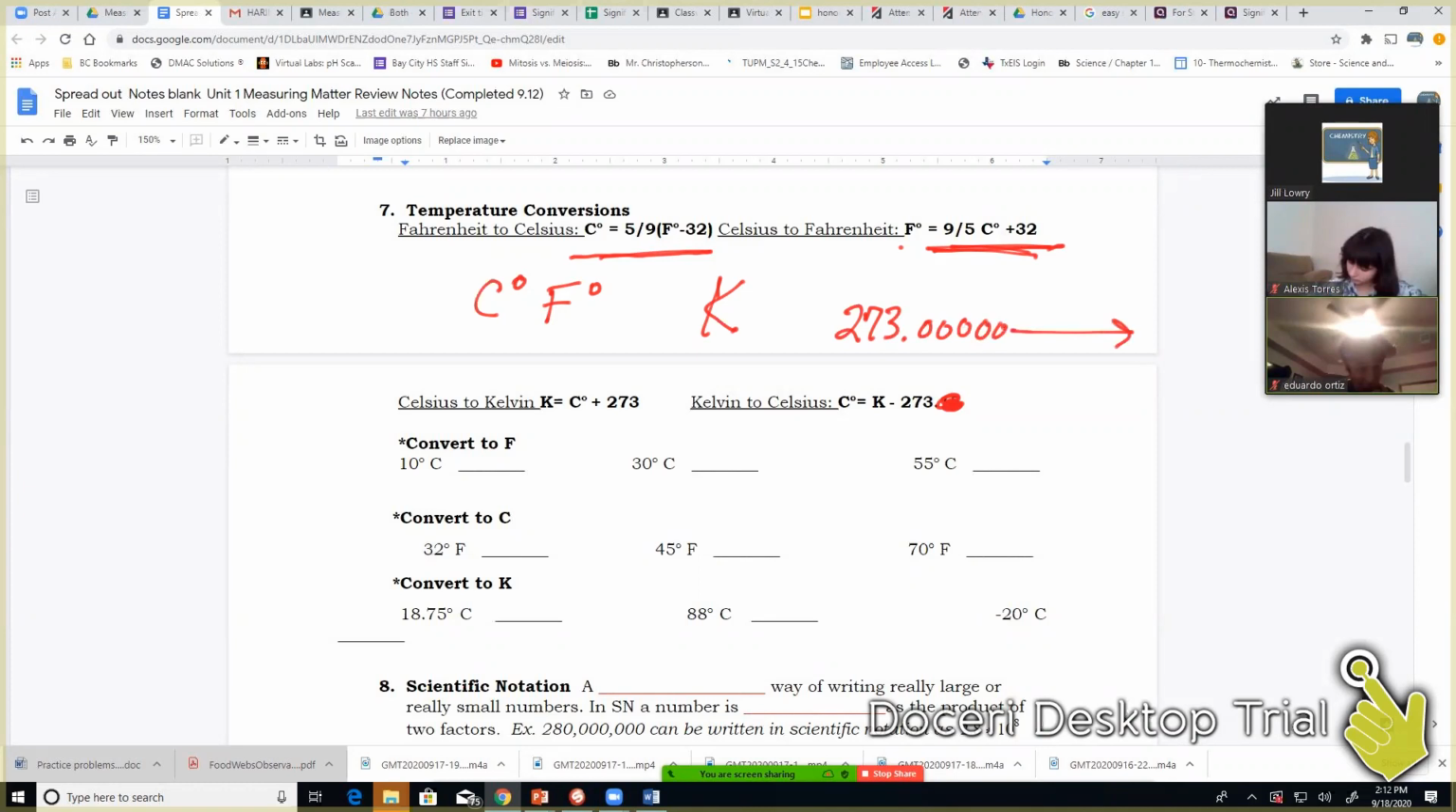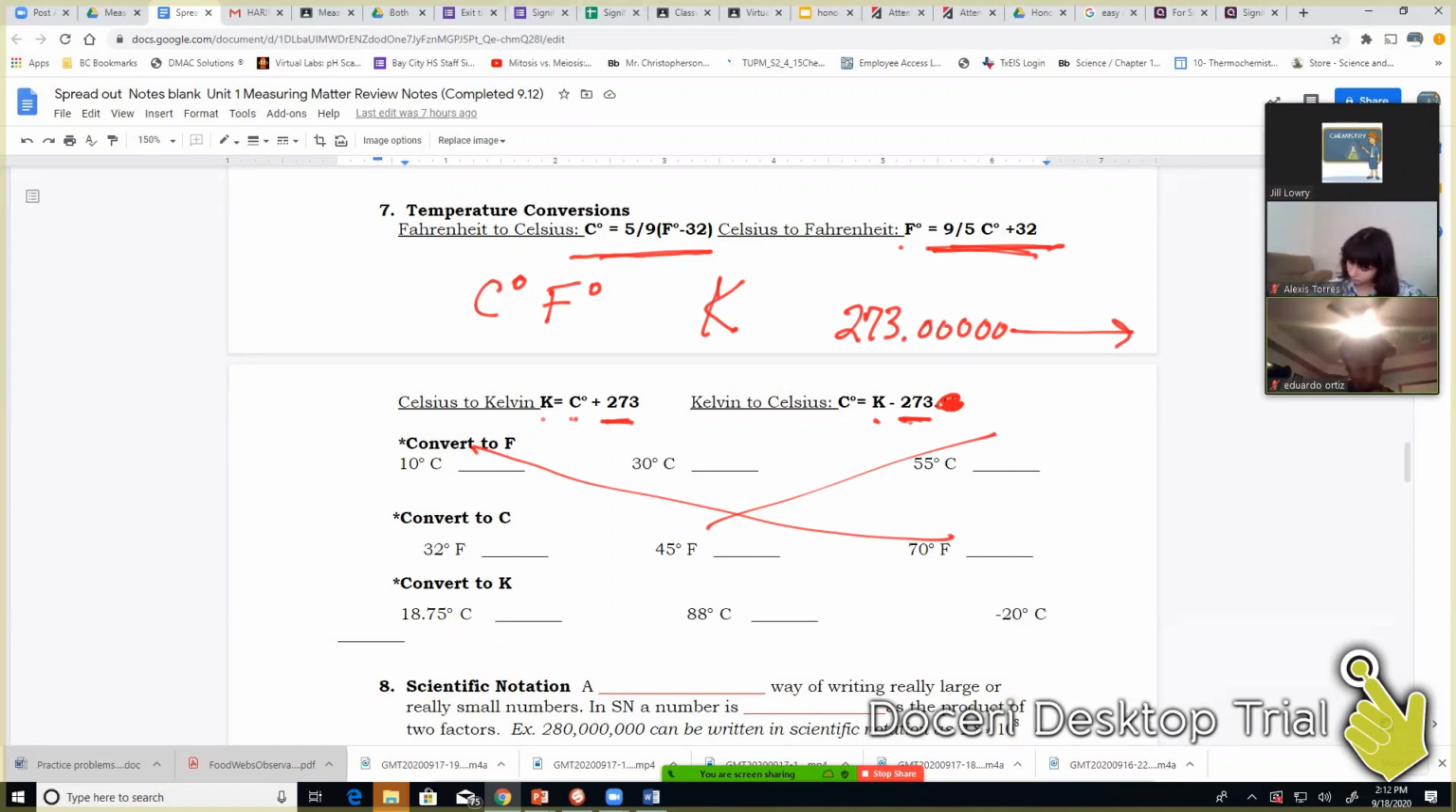So what that is saying is this 273 does not affect your sig figs. Your sig figs are always going to be dependent on what you're either adding it to or subtracting it from. So if I want to get Kelvin and I have degrees Celsius, I add 273. If I already have Kelvin and I want to get degrees Celsius, then I'm going to subtract. So it's that easy. So we're not going to worry about these.